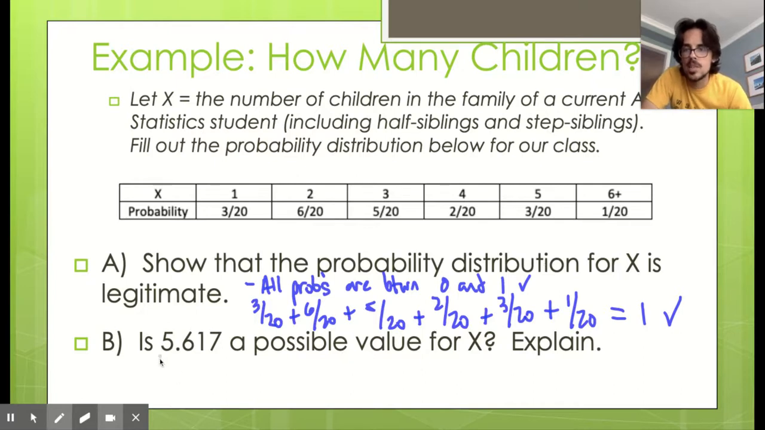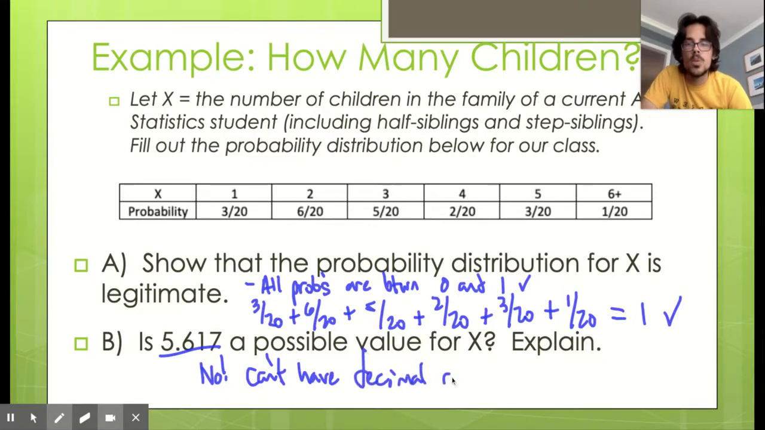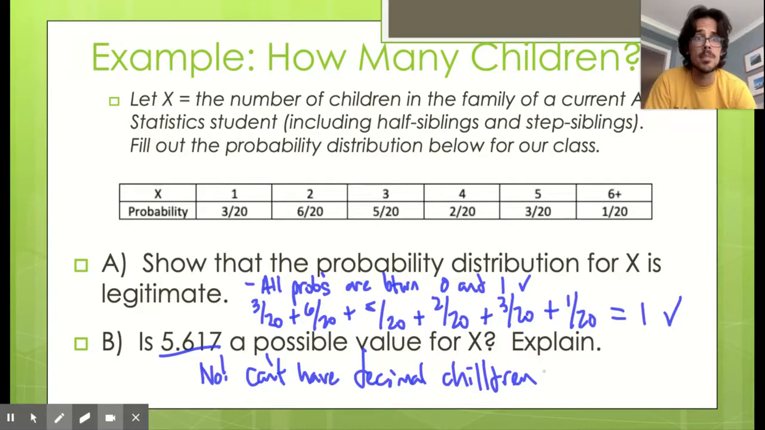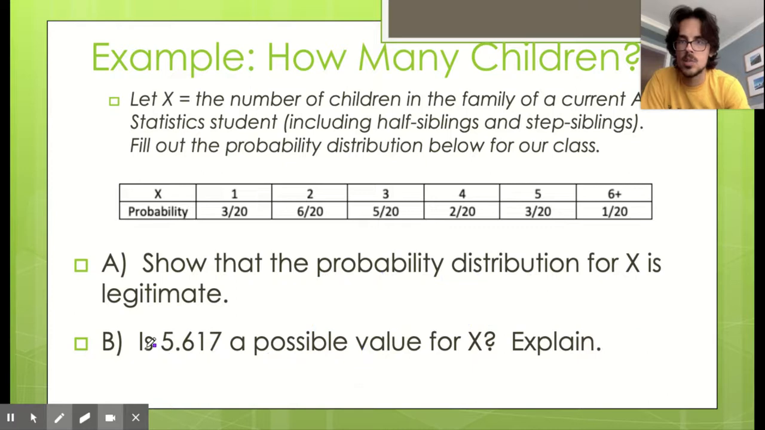Is 5.617 a possible value for X? No, you can't have decimal children. So this is an example of a discrete random variable. That's what it means. We're tracking, we're counting. Basically, a lot of times variables count things. They count the number of children in a given household. All right, so let's go ahead and move to the next page, but I'm going to tab back and forth between these because there's a lot going on.